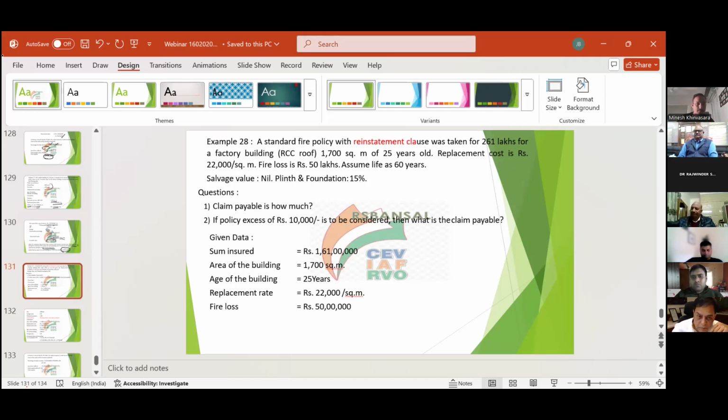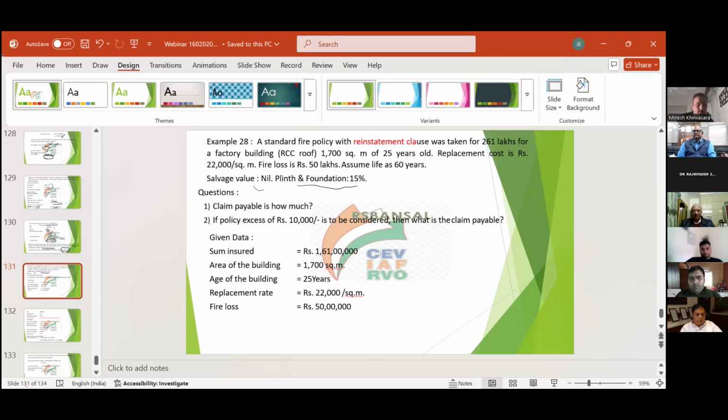A standard fire policy with the reinstatement clause was taken for 261 lakh for a factory building with an RCC roof, 1700 square meter, 25 years old. Replacement cost is rupees 22,000 per square meter. Fire loss is 50 lakh. Assume life as 60 years. Salvage value is nil. Plinth and foundation is 15%.